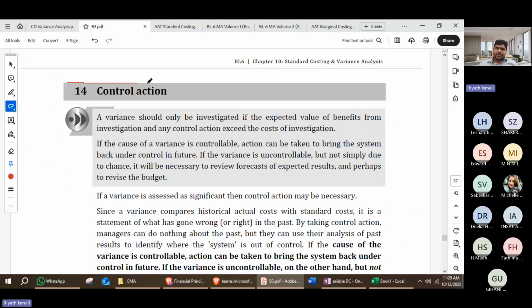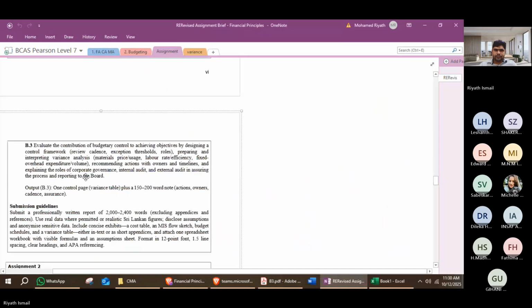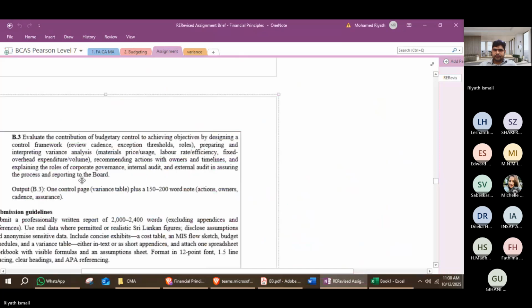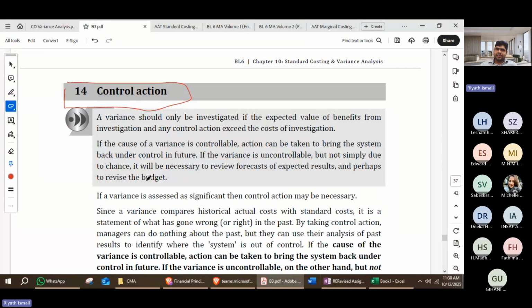Right, this is the main point. You will write a report on this in your assessment. That's a question: recommending action with the owners and timeline, and explaining the role of corporate governance. What's the role of internal audit? What's the role of external audit in assuring the process and reporting to the board? Right now, you have to write the report based on the variance analysis.